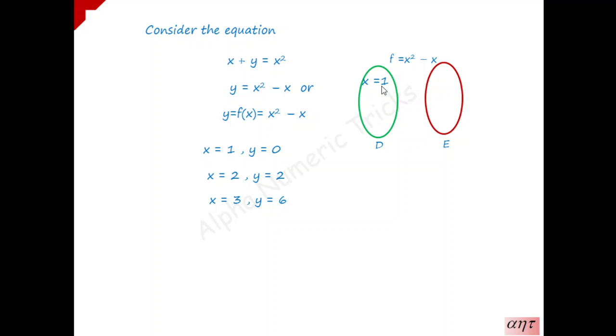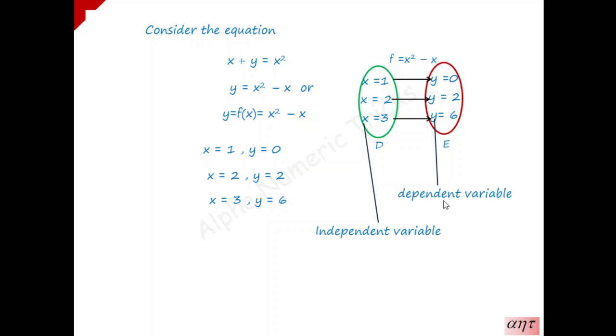So for example, here we plot this. When x is equal to 1, it is mapped into y is equal to 0 in the set E, using this rule x squared minus x. In the same way, the element x is equal to 2 in the set D is mapped into y is equal to 2 in the set E with the help of the function f is equal to x squared minus x. In the same way, x is equal to 3 is mapped into y is equal to 6 in the set E. Okay, so here x is called the independent variable and y is called the dependent variable, and the independent variable is in the domain and the dependent variable is in the range.